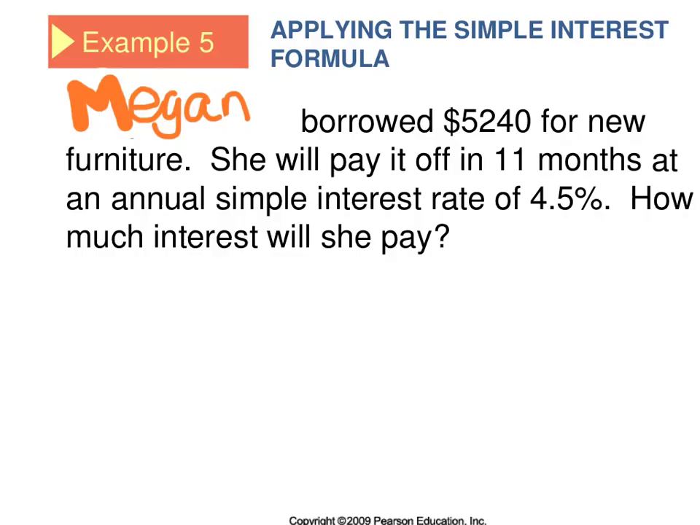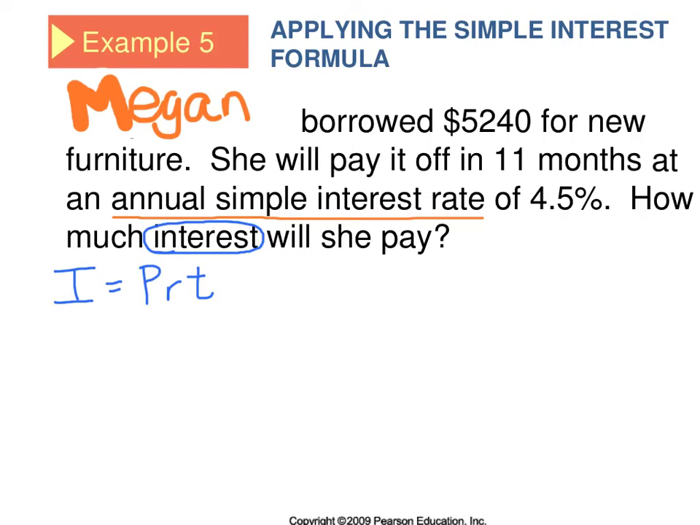This brings us to an example of actually applying the simple interest formula that we discussed a moment ago. Megan borrowed $5,240 for new furniture. She will pay it off in 11 months at an annual simple interest rate of 4.5%. This is the clue that tells you to use the simple interest formula. How much interest will she pay? So I equals P R T, and I'm looking for the interest because that's what they've asked me to find.